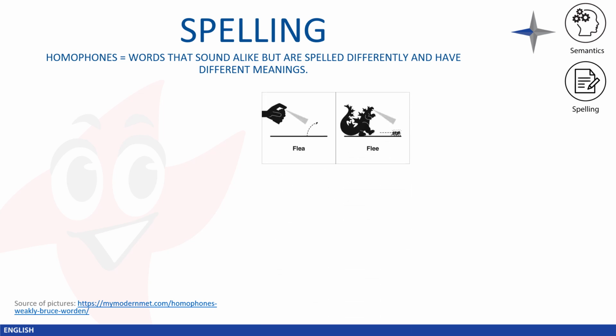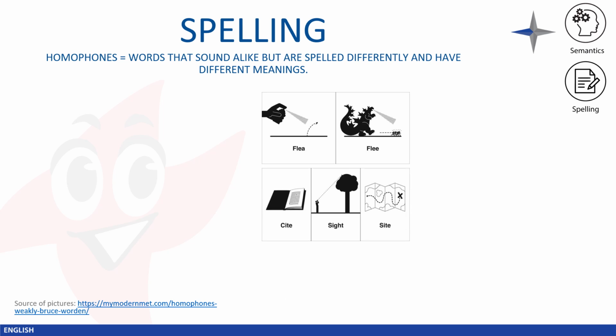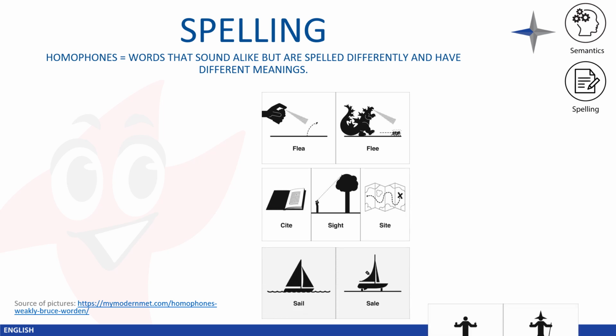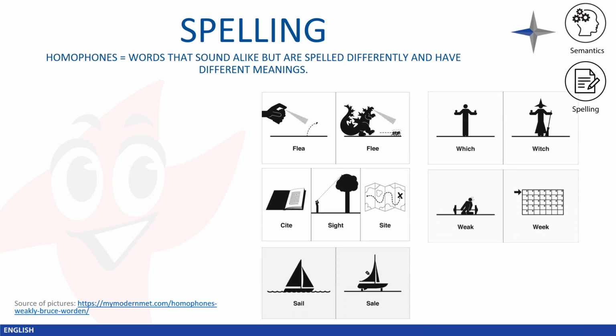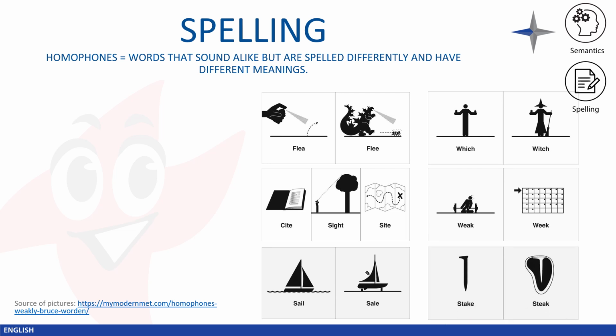Look at the following example. Flea and flee, both actually have the same pronunciation, with different spelling and different meanings. So a flea is a tiny animal, and to flee is the verb to run away from a place or situation of danger. Here are a couple of examples: sight, sail, witch, and actually week and steak.